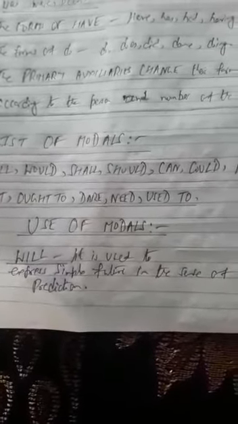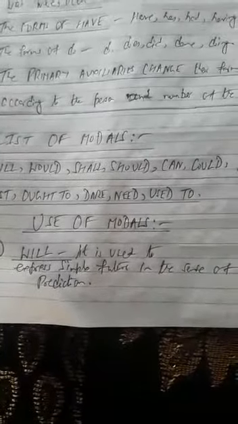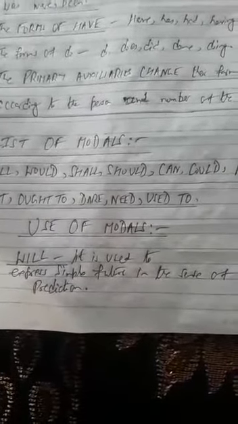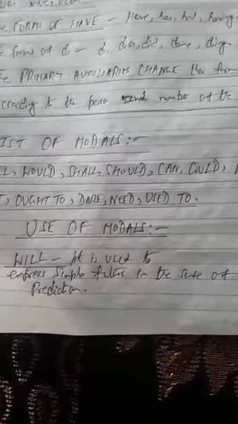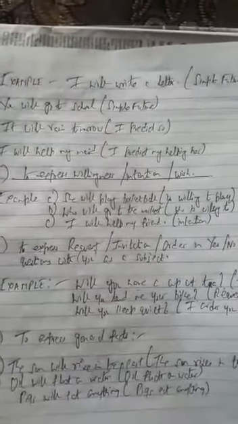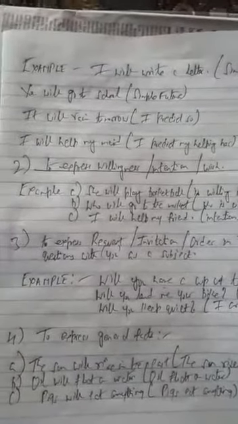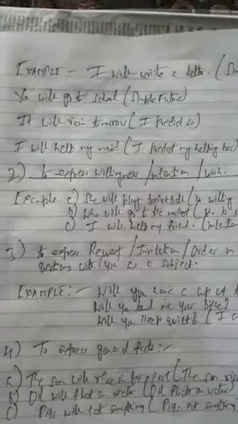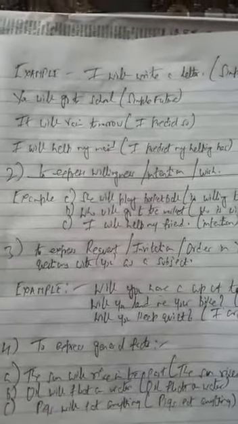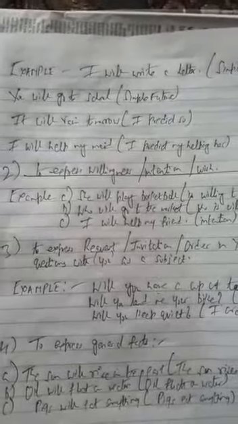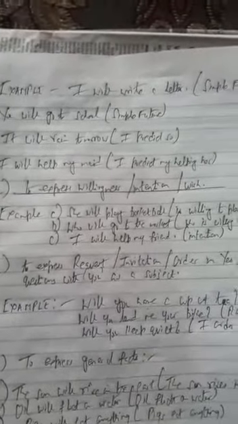So students, now I am going to describe the use of modals. So the first one is will. Will is used to express simple future in the sense of prediction. For example, I will write a letter. This denotes simple future. Then you will go to school. This also denotes simple future. It will rain tomorrow means I predict so. I will help my maid. This is also that I predict helping my maid.